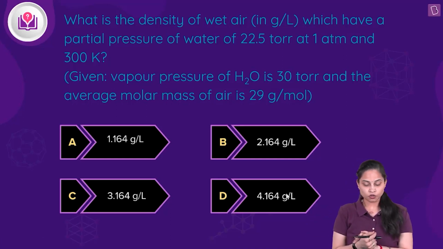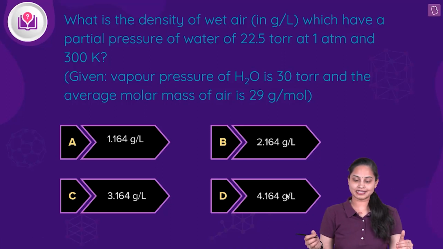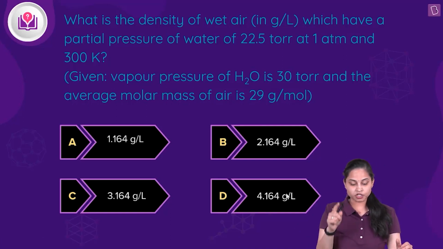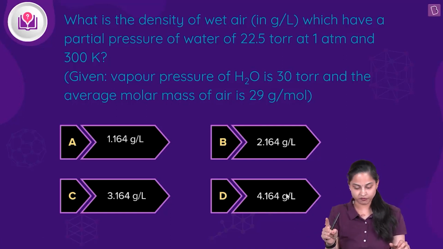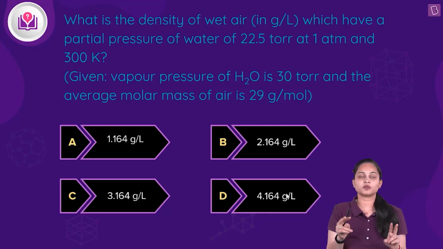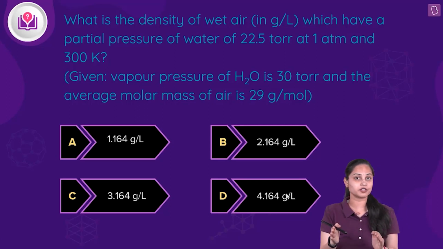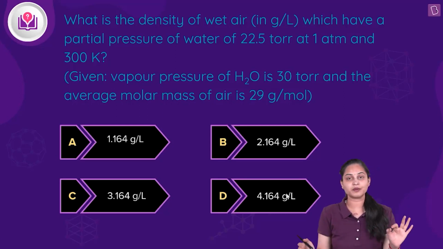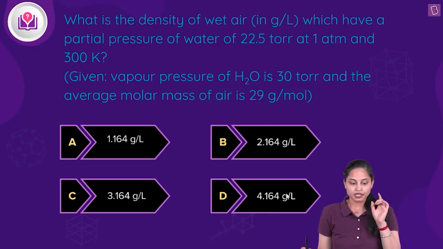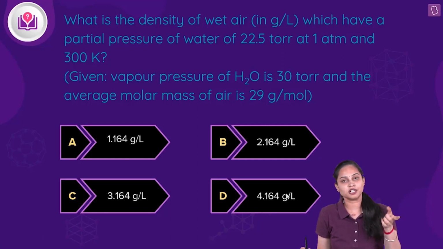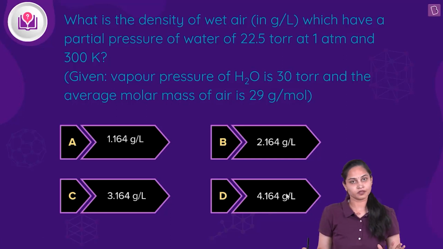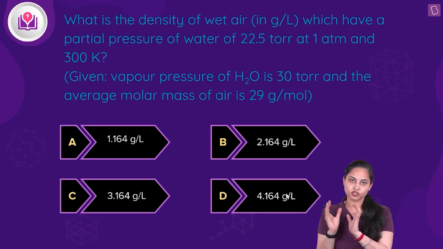Okay. So, we need to find out the density of wet air, and the partial pressure of water is 22.5 torr. Vapor pressure of water is 30 torr. So, what is the difference between the partial pressure and the vapor pressure? I just want to say that vapor pressure is the pressure exerted by the gas on its condensed phase. Partial pressure is the pressure exerted by the gas on the volume, which is composed of mixtures of gases.